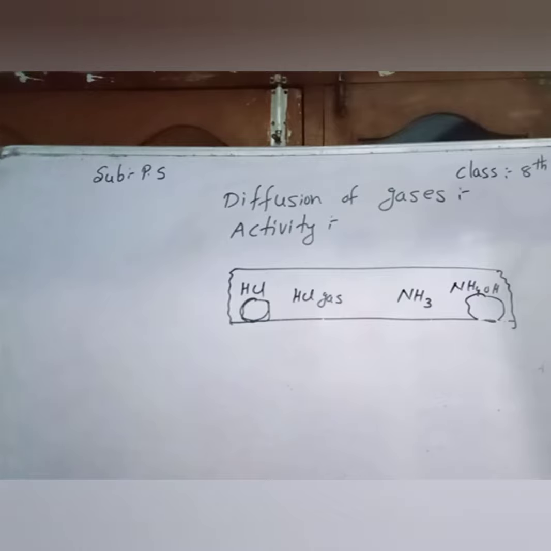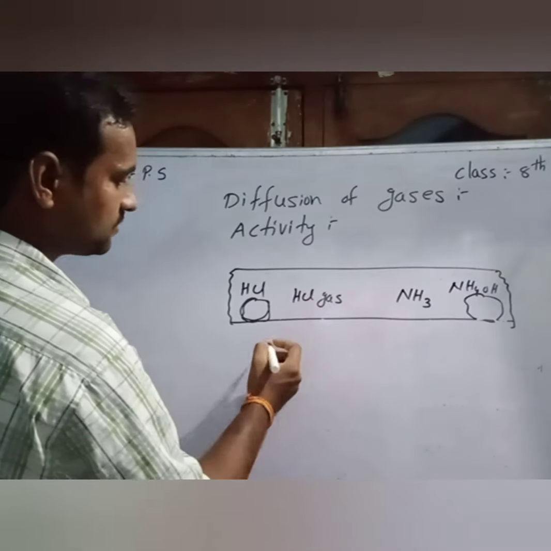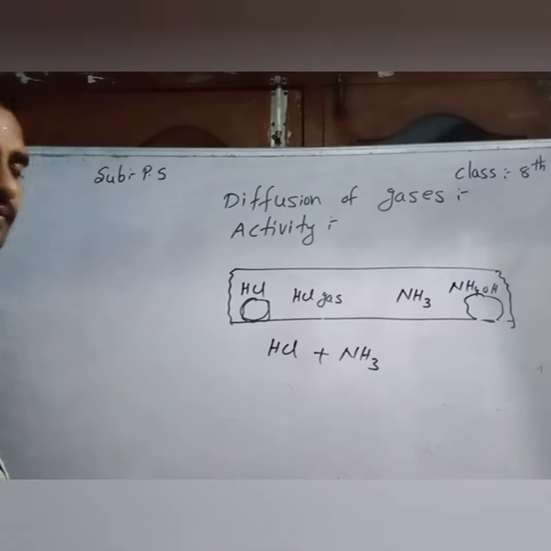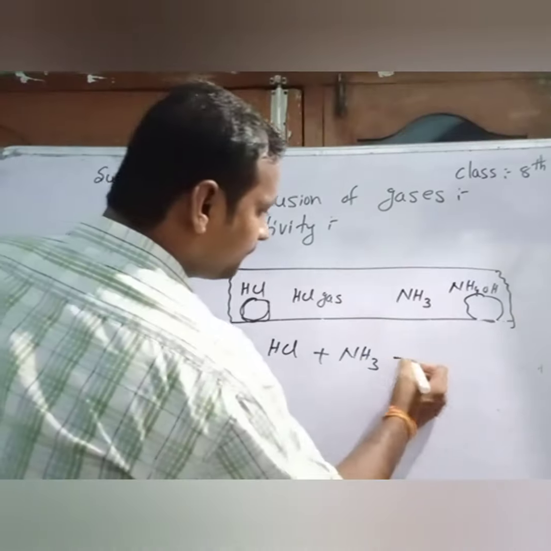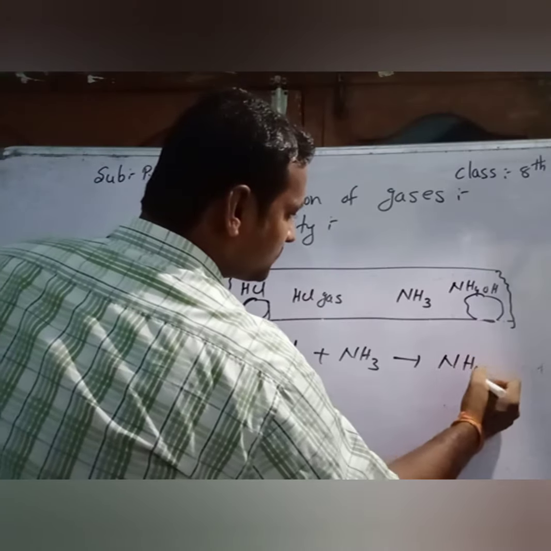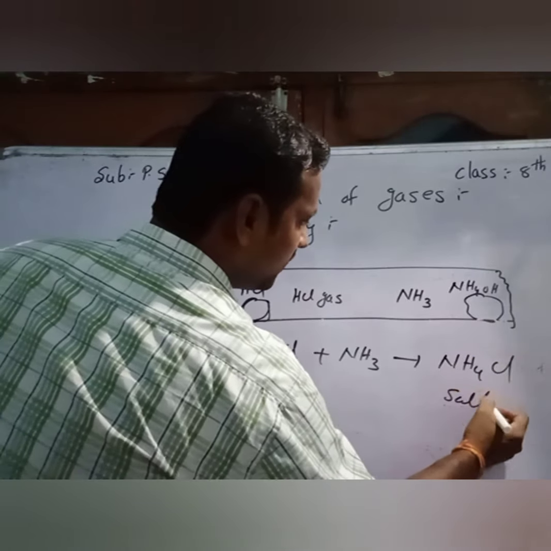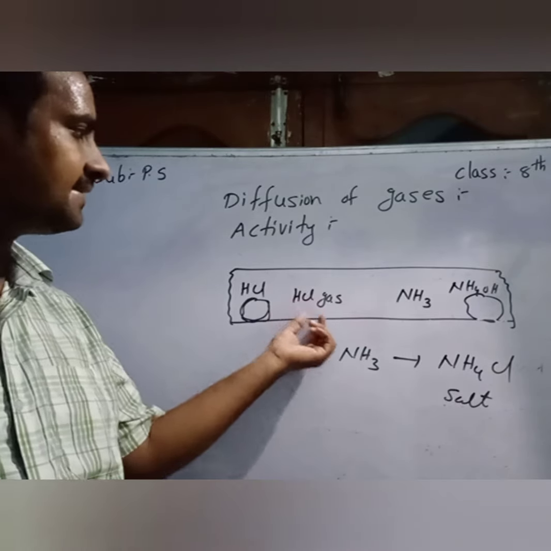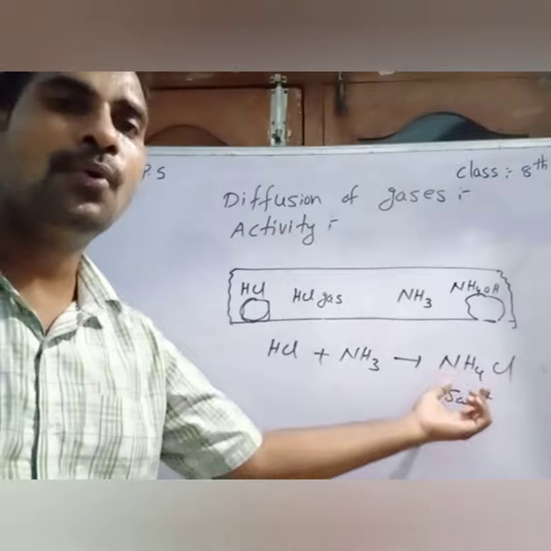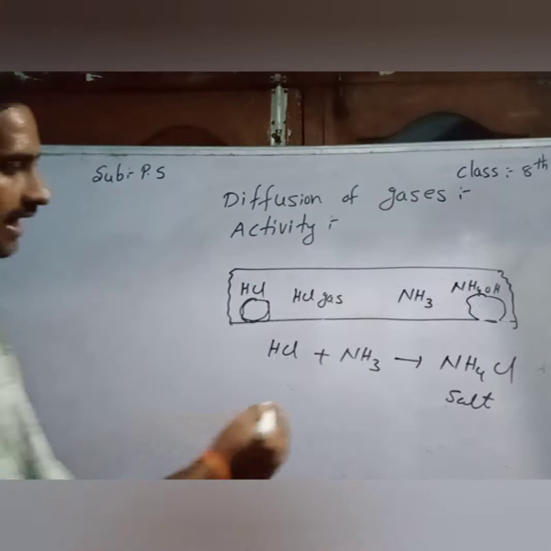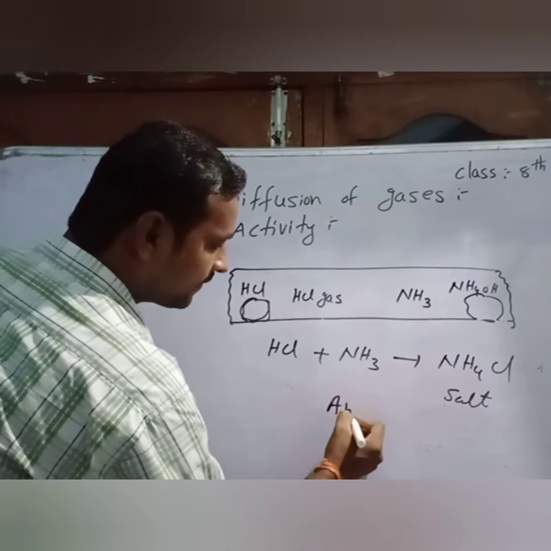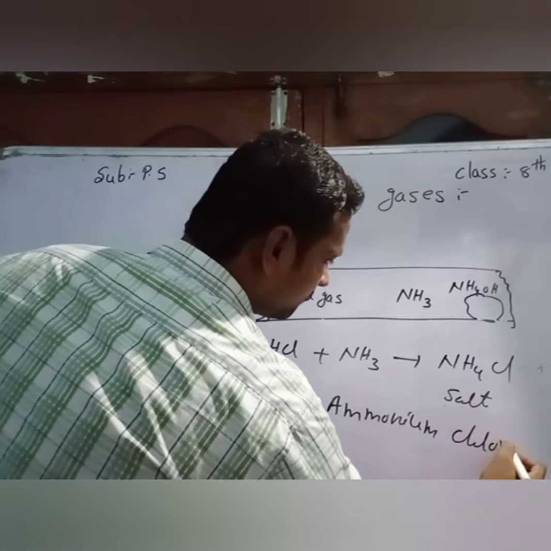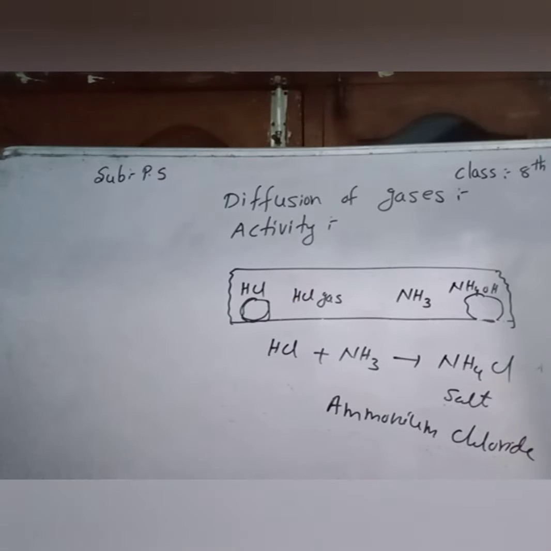Okay. So now these two react. HCl combines with ammonia to give ammonium chloride salt. This is salt. Clear all of you? So after a few minutes, HCl gas reacts with ammonia to give ammonium chloride. What is the name of this compound? Ammonium chloride. Clear? This is salt.